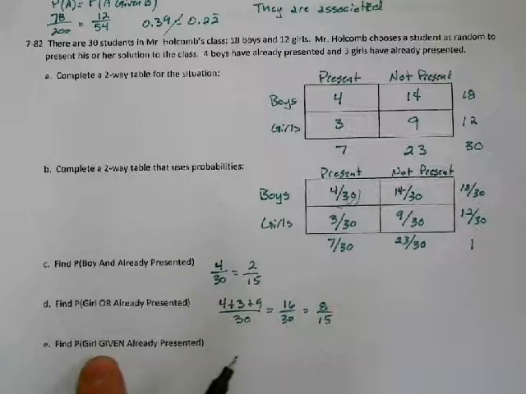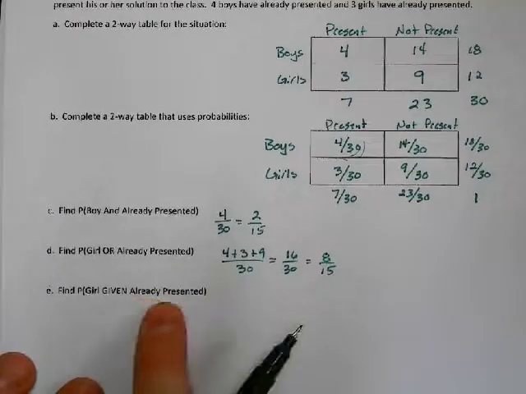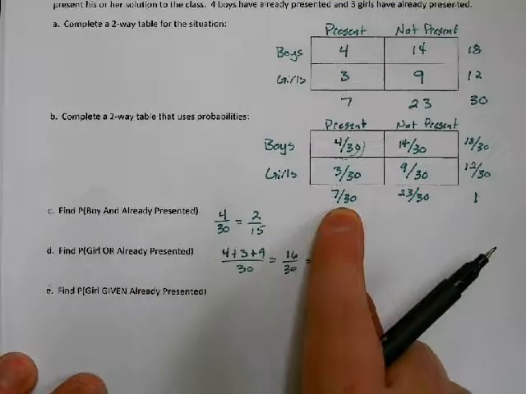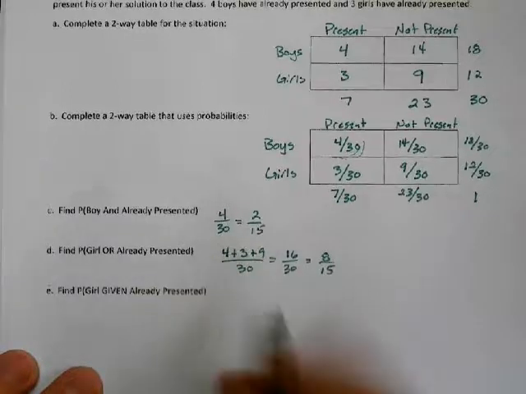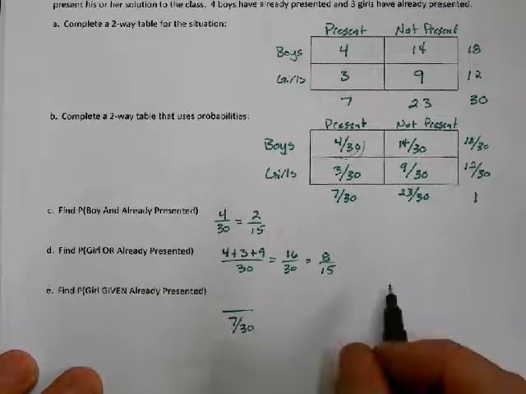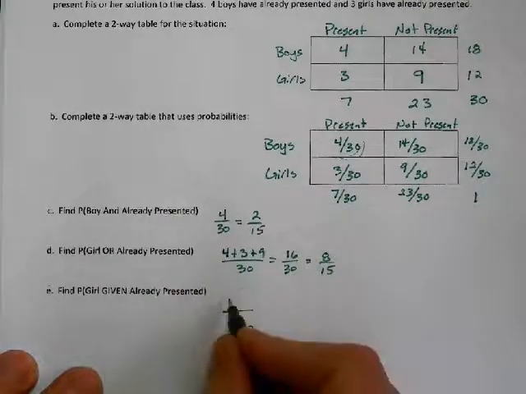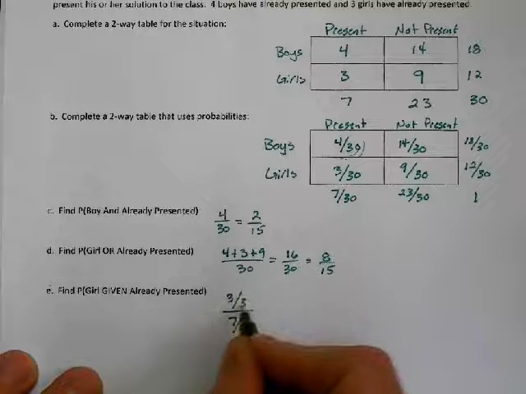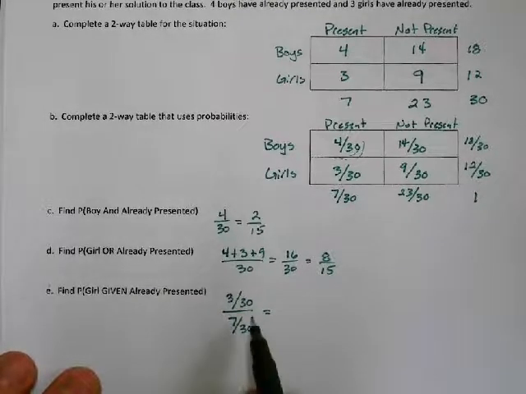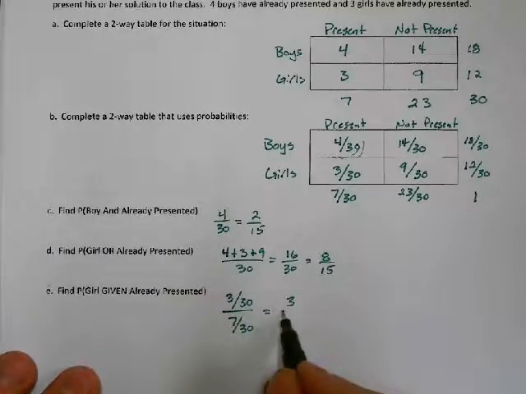Girl, given that they already presented. Okay, so given that they already presented, 7 out of 30 have already presented. So that's our denominator. We're only looking at 7 out of 30 of them. Girls that already presented is 3 out of 30. And when we have complex fractions like this, we talked about it earlier, that you can just multiply the top and bottom by 30, and we'd end up with 3 over 7 as our probability for that.